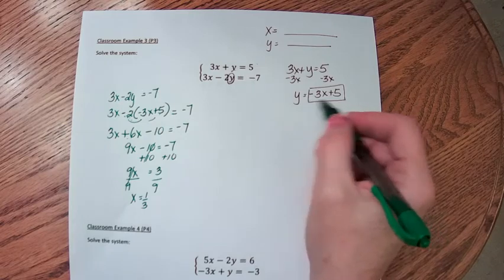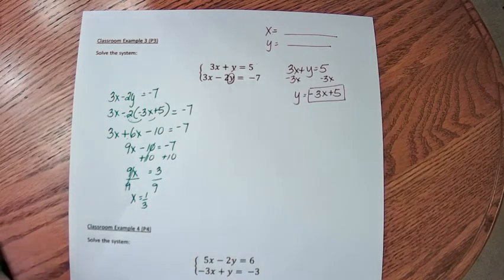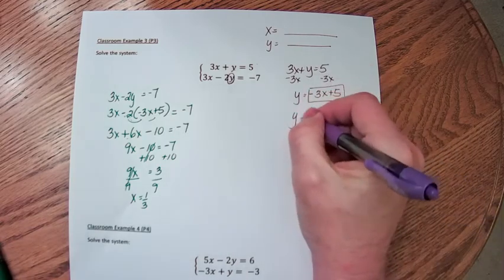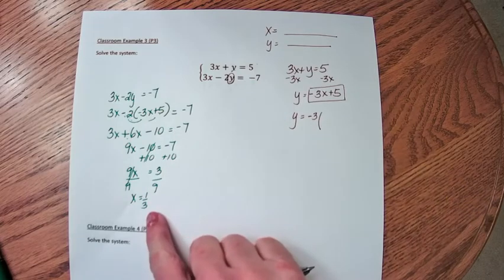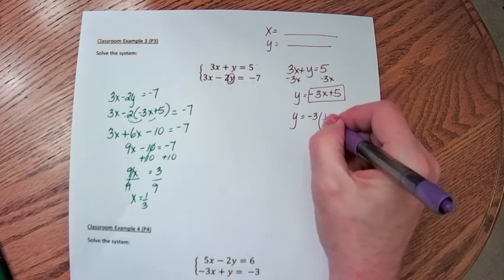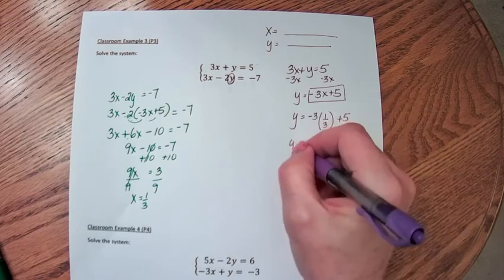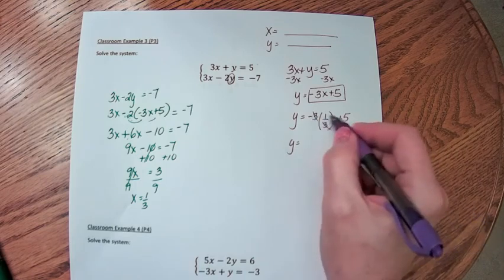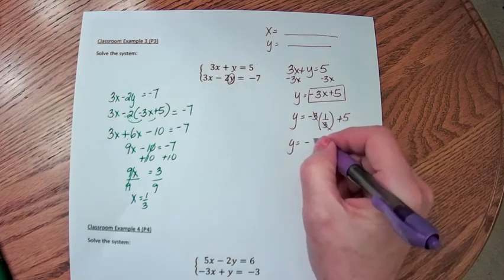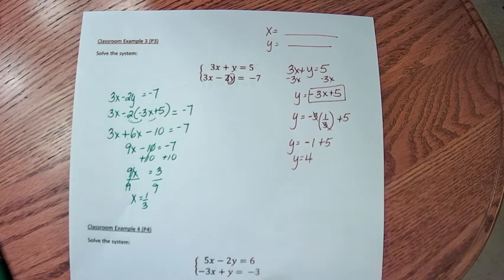I'm going back to this equation. I've got this really nice equation that will give me a value for y if I know x. So y is equal to negative 3. I'm going to substitute in my value that I have for x, 1/3, plus 5. So 3 goes into 3 once. Negative 1 times 1 is negative 1 plus 5. So y is going to equal 4.